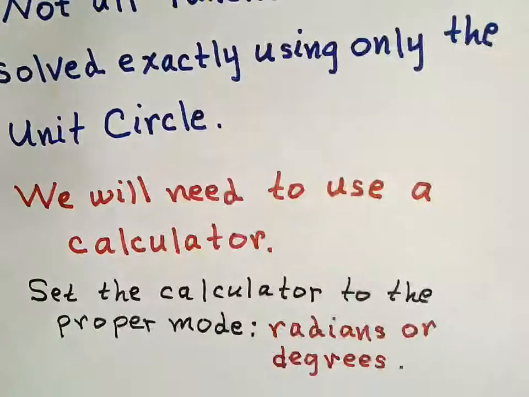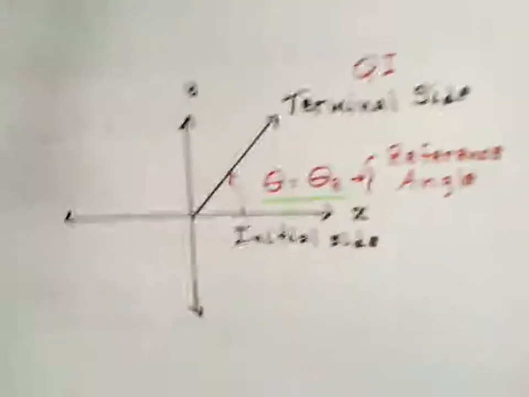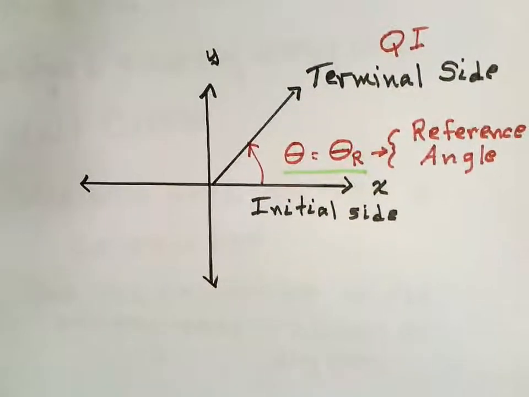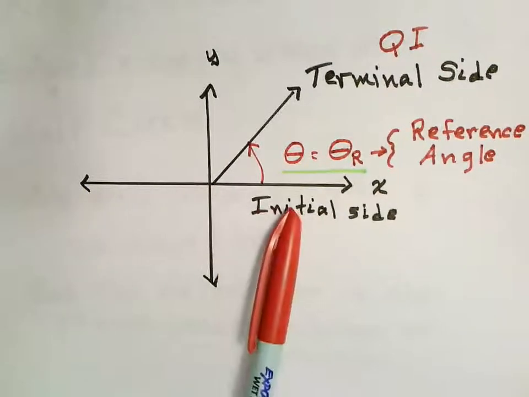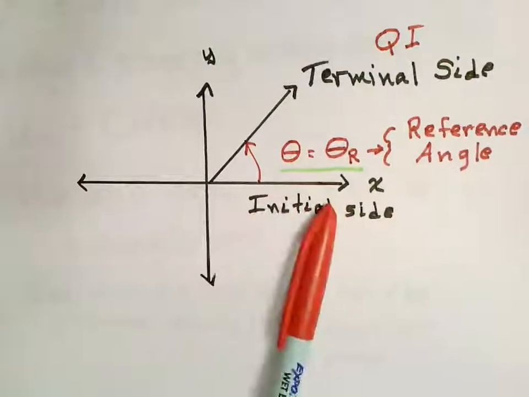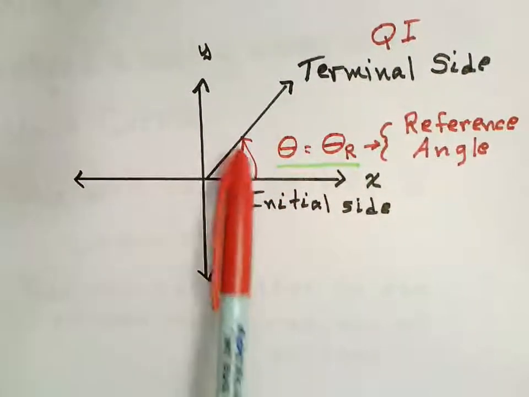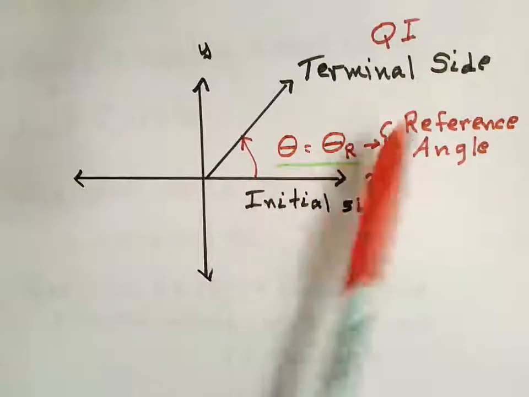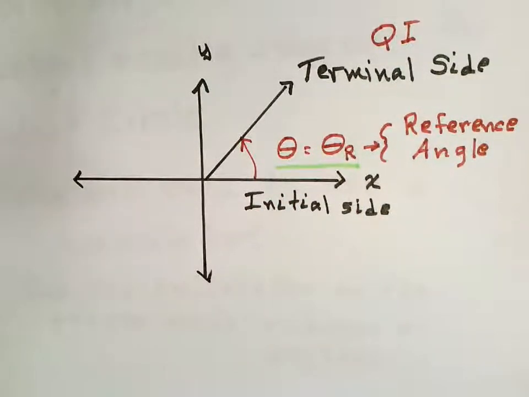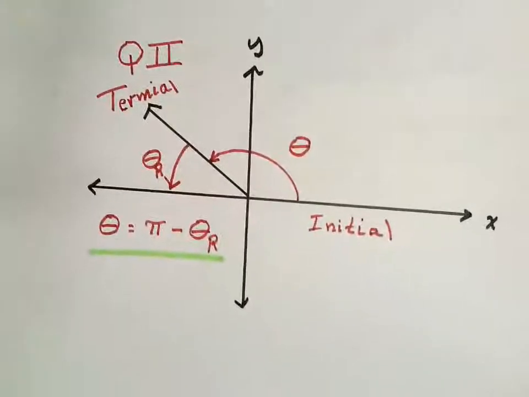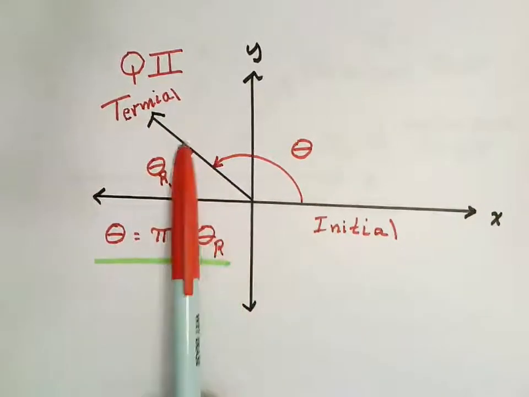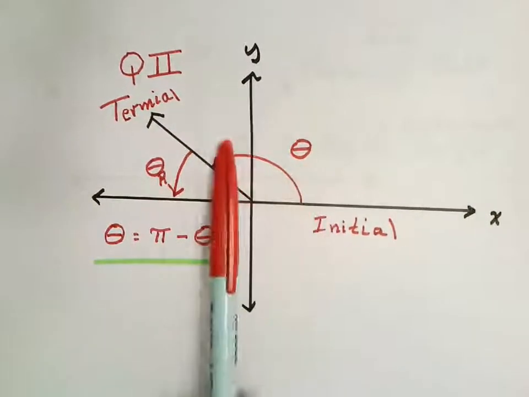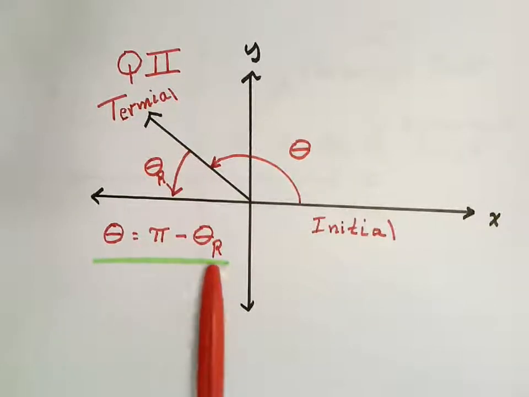Also, let's review reference angles. A reference angle is a positive acute angle that the terminal side makes with the x-axis. So here's our initial side, which is the positive x-axis. In the first quadrant, the theta is the reference angle. If we're in quadrant 2, here's the terminal side and here's the x-axis, so here's the reference angle. In quadrant 2, the theta is equal to pi minus the reference angle.